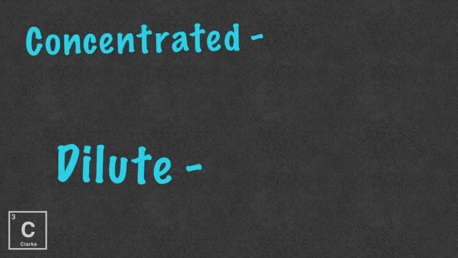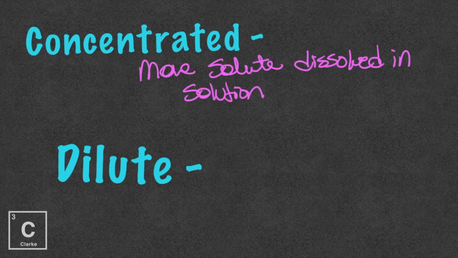Here are some words we use to describe solutions: concentrated and dilute. A concentrated solution has more solute dissolved. So if we like to drink a soda that has as much carbonation as possible, we want a concentrated solution. Concentrated with carbonation, that is. Or if you think about drinking Kool-Aid, some people like their Kool-Aid to be very concentrated, very sweet, lots of powder, lots of sugar dissolved in water. More, more, more.